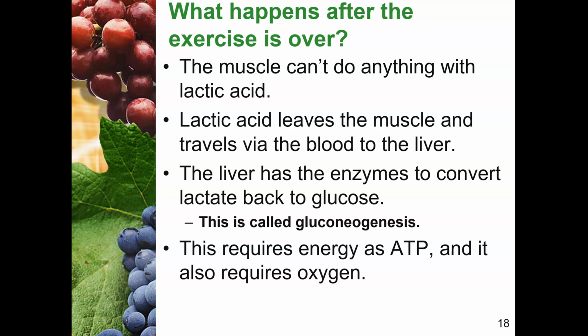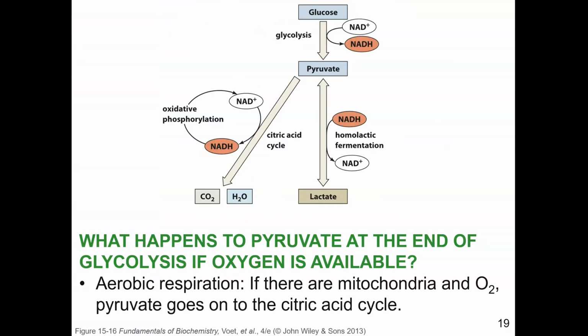So again, the muscle can't do anything with lactic acid. The lactic acid leaves the muscle, goes to the bloodstream, and gets to the liver. And then the liver has the enzymes, which the muscle doesn't, to convert lactate back to glucose. And that's called gluconeogenesis. And that requires energy, and it requires oxygen too. So that's what happens for short-term exercise if you don't have oxygen.